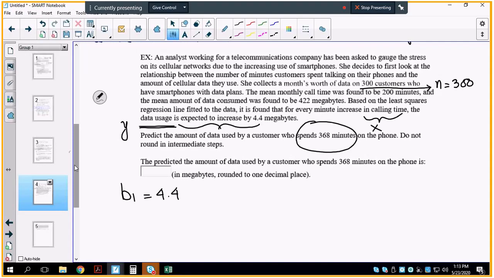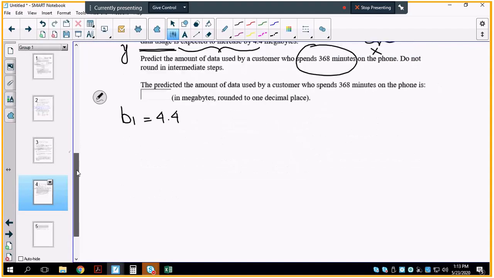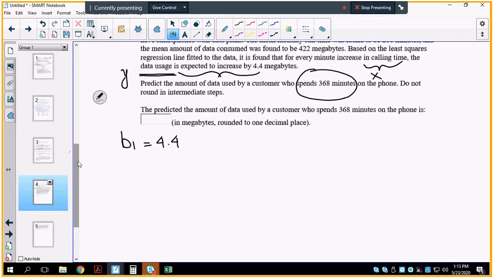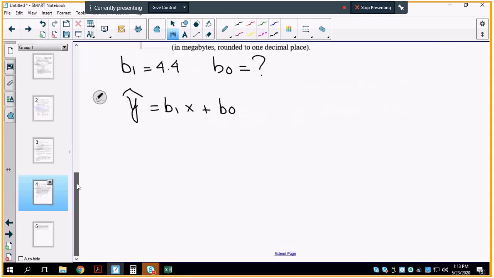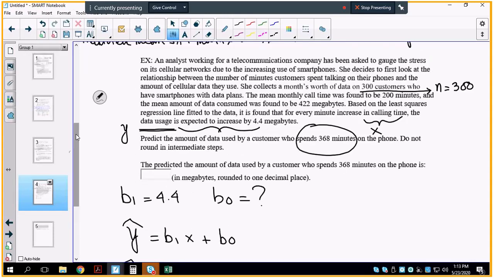Do not round in intermediate steps. So I'm going to work this problem out. Remember, for the regression line, I need one other thing. I need B0, and I do not know how much B0 is yet. But is there a way I can find it out? Well, let's first write down the regression equation. Y hat should be equal to B1 times X plus B0. What do I know? I know B1, so I will say this is 4.4 times X plus B0. Then if you go back to the problem one more time, you have a little more information. You know the mean monthly calling time is 200 minutes. What is this? X equal to 200.